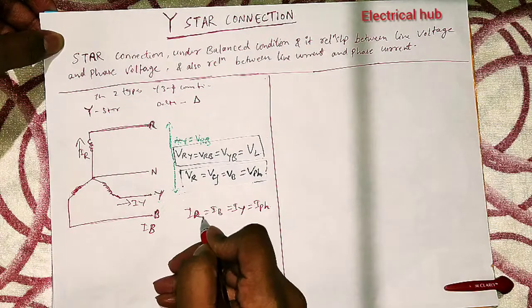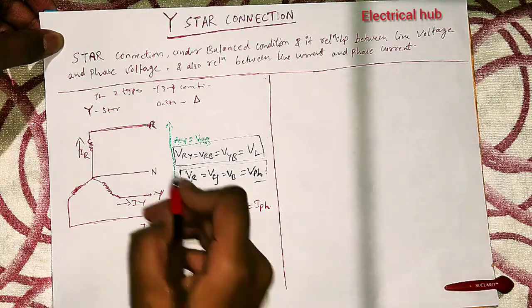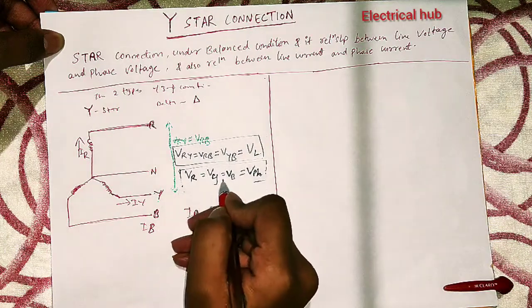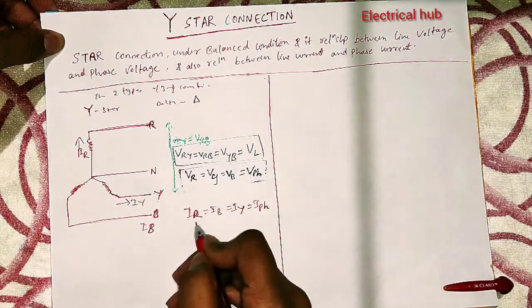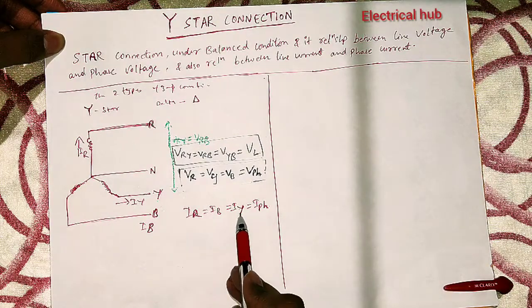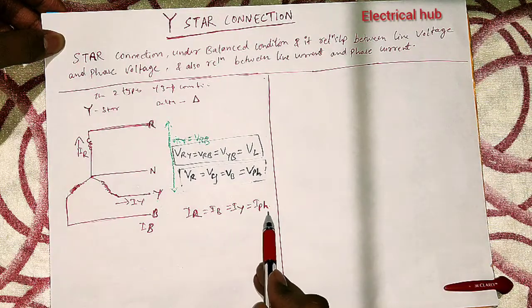If there is a single term R, B or Y, like here VR, VY, VB equal to phase voltage, then it will be similar for the current: IR, IB and IY are equal to the phase current.